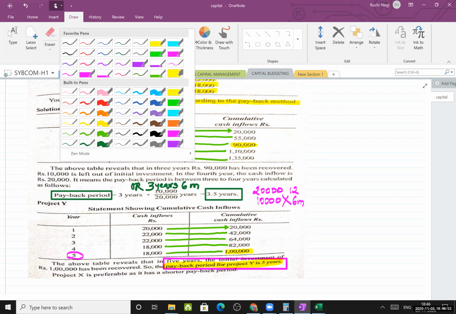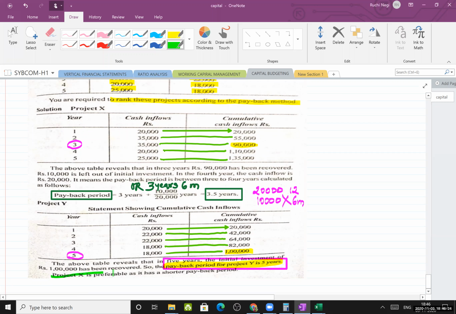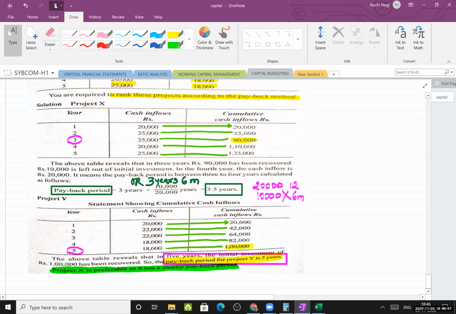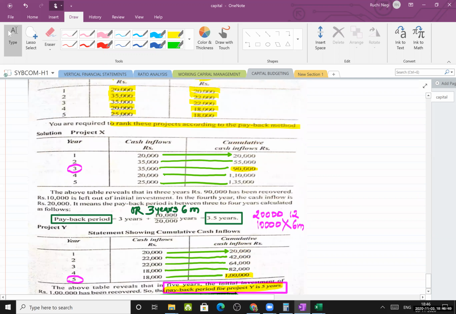ठीक है, तो last में आपको सिर्फ एक comment लिखना है: Project X is preferable, or you can write is better than Project Y because it has a shorter payback, or you can say investment will be recovered quickly in Project X. You can write like this also. Okay, fine. So such small conceptual sums will be asked. इसलिए I told you I'm going to do very small conceptual sums with you.